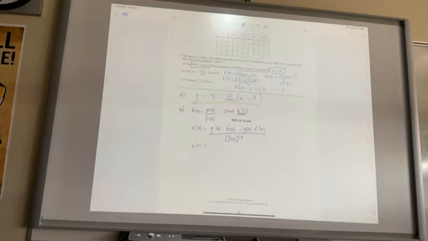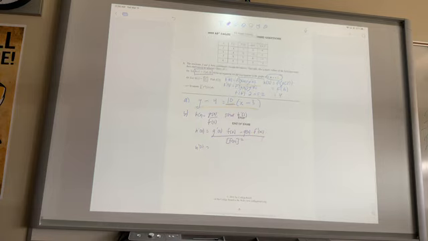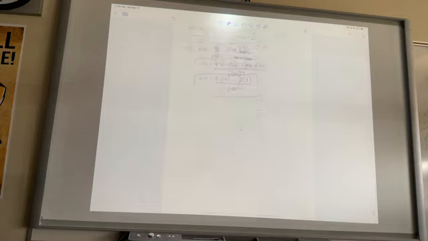G prime of 1 is 8 times negative 6 minus 2 times 3, all over negative 6 squared. And we're leaving it like that, right?